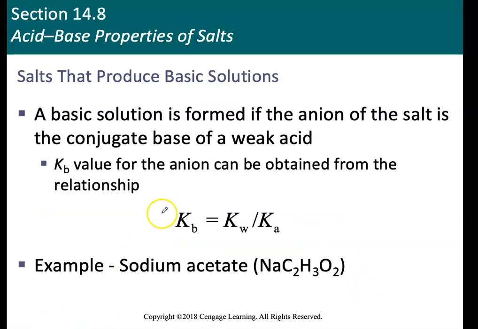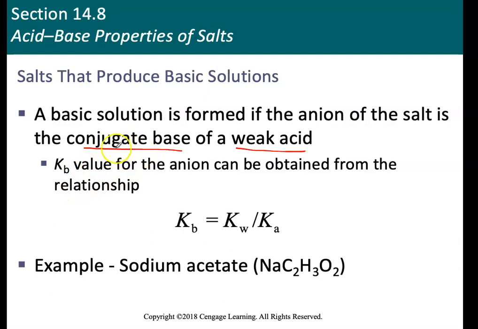Now, a basic solution is formed if an ion of the salt is a conjugate base of a weak acid. So when you come from a weak acid, this is where the situation is going to change. A weak acid will produce a base, which we call its conjugate base, that can interact with water. That interaction meaning a reaction. And that sort of reaction is often regarded as hydrolysis, which I will probably mention later on.